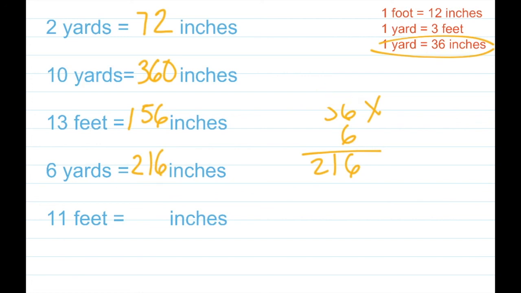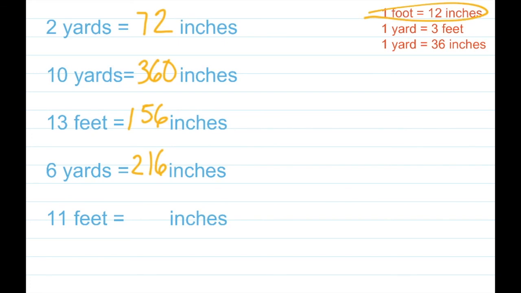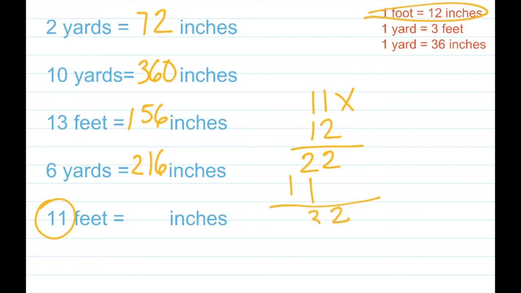Let's do the last one, which is 11 feet into inches. We're going to be using the first one, which is 1 foot equivalent to 12 inches. So now we need to multiply times 12. Let's do 11 because we have 11 feet. 11 times 12. Then we do 2, 2, 1, and 1. That makes 132. So 11 feet in inches is 132. 11 feet is equivalent to 132 inches.